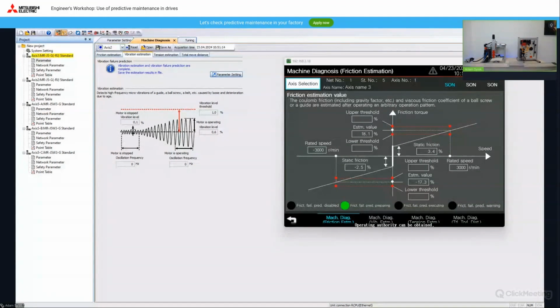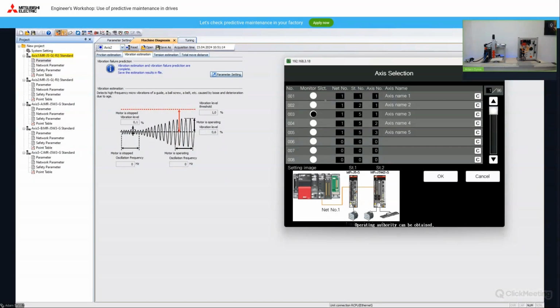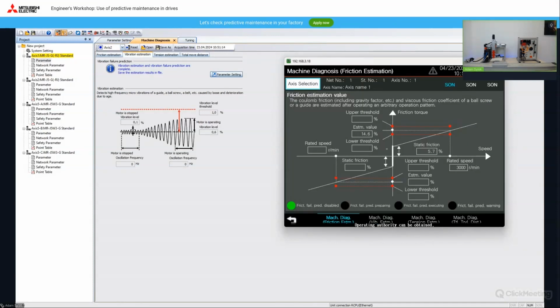So now we have the axis, the long axis on the belt moving. So it is axis number 1. So I will switch to the first axis. And here we can see what is, let's say, most important for us, the static friction that is estimated.